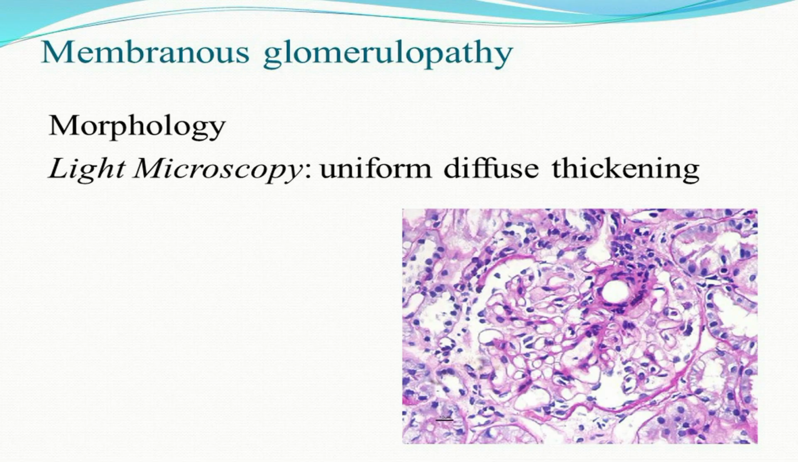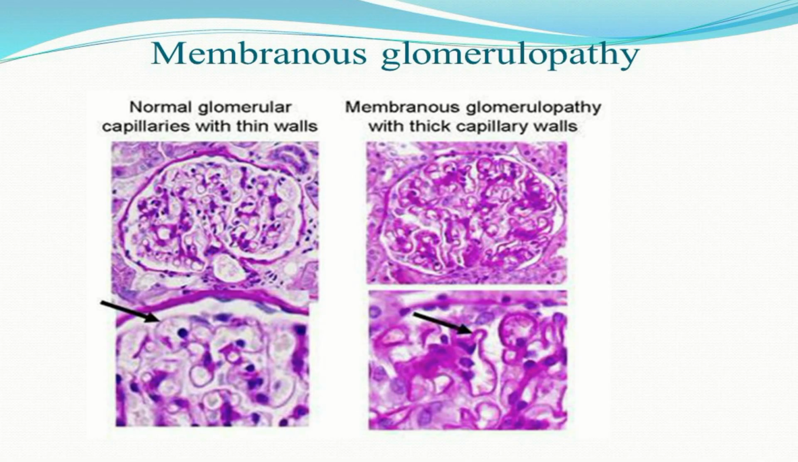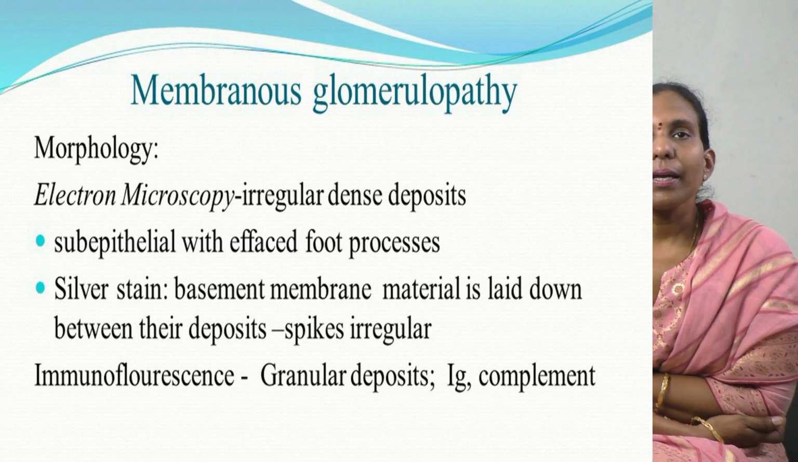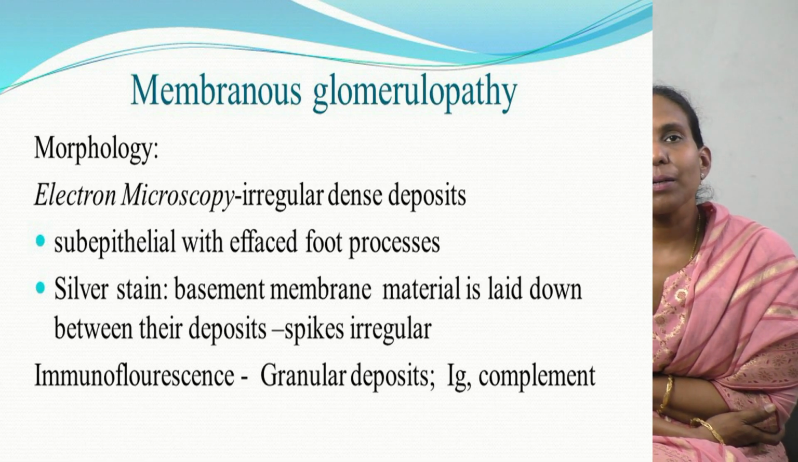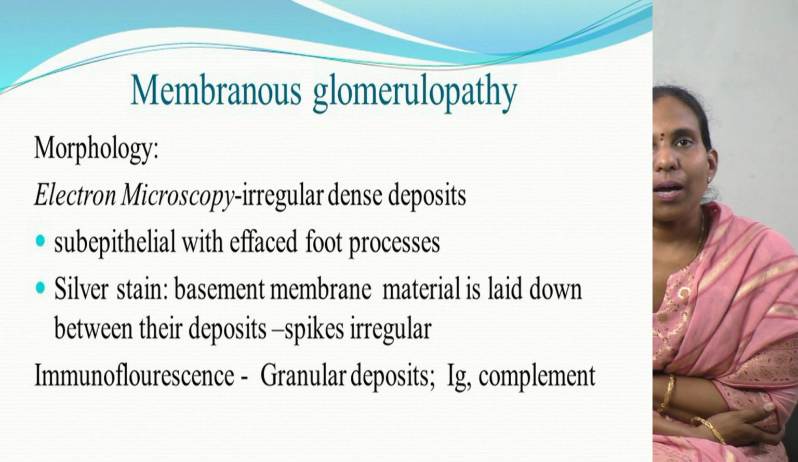Coming to the microscopy, as a pathology undergraduate, you should know the light microscopic features, where you have to describe it as uniform diffuse thickening of the glomerular basement membrane. This is a comparison of the normal glomerular capillary with thin walls compared to the membranous glomerulopathy with thick capillary walls. Coming to the electron microscopy, irregular dense deposits are seen at the subepithelial level with effaced foot processes. These can be demonstrated by silver stain, where the deposit is laid down as spikes.